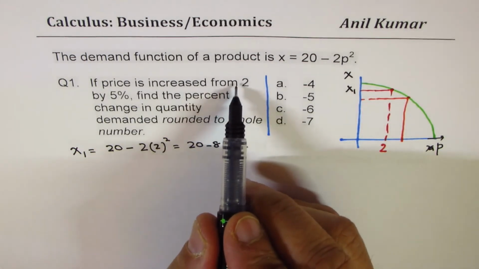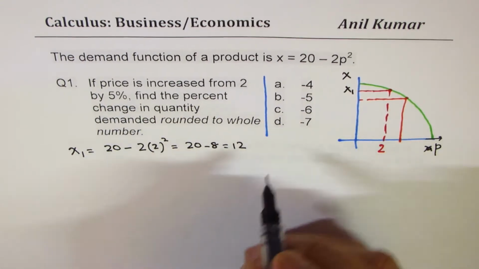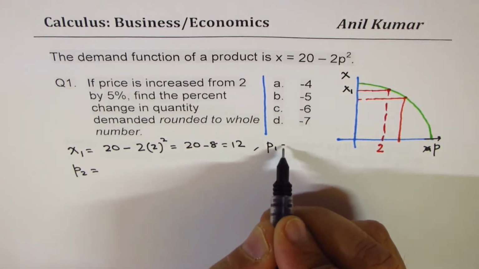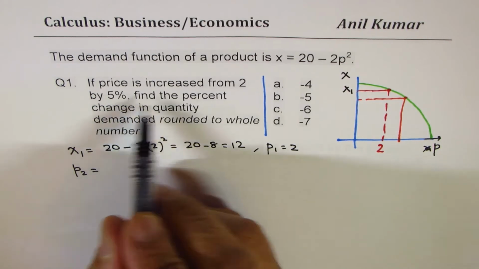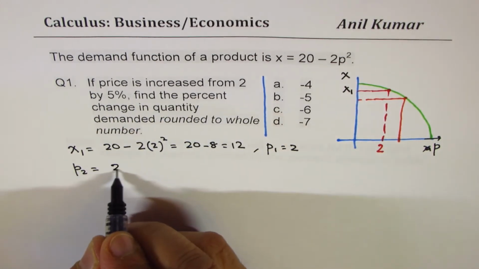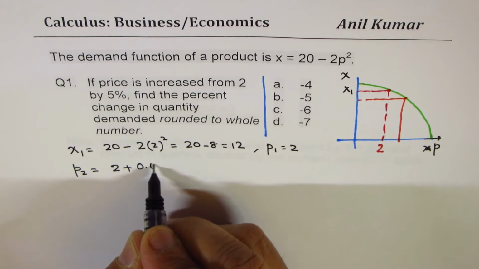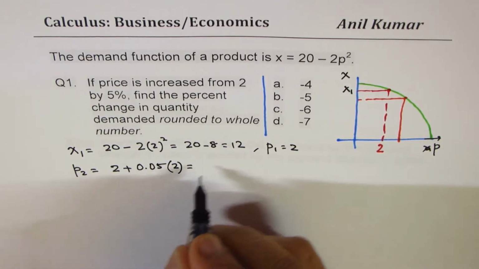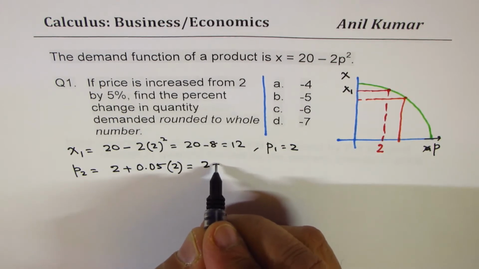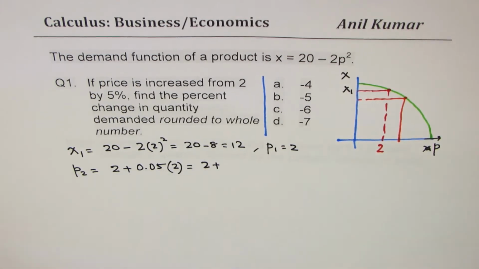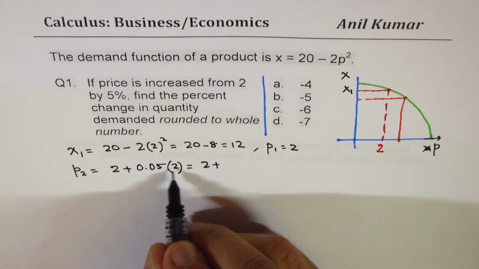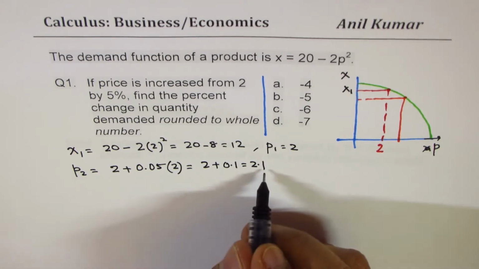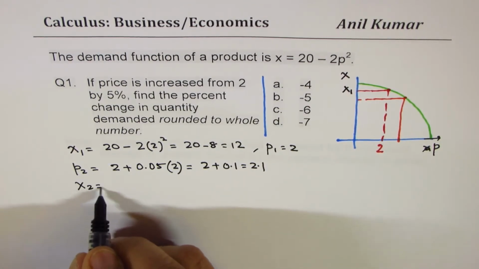Now it says the price is increased by 5%. So what is P2 equal to? We know P1 is equal to 2. So P2 is 5% more than 2. So it is 2 plus 0.05, that is 5% of 2, right? When you multiply this, 5 times 2 is 10, so we get 0.1, which makes it 2.1, correct? So P2 is 2.1.